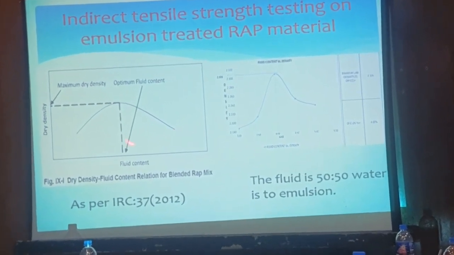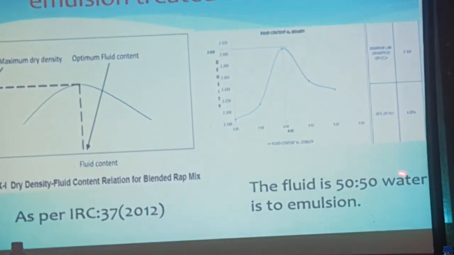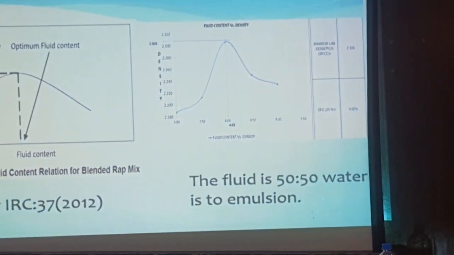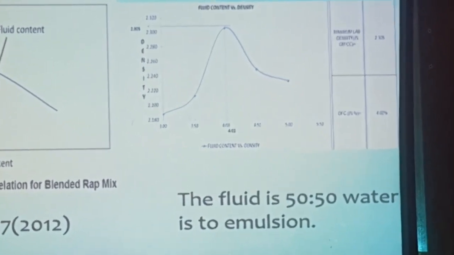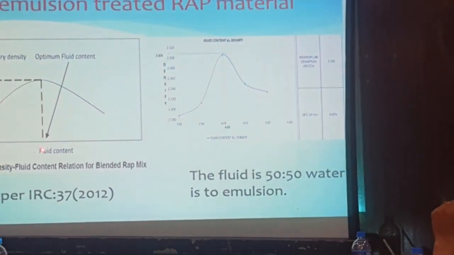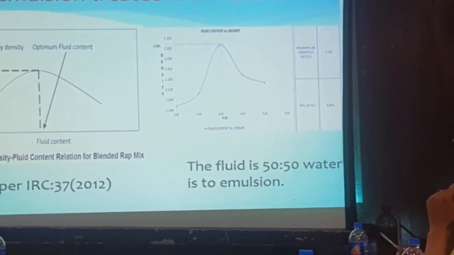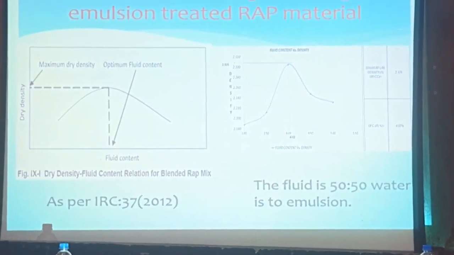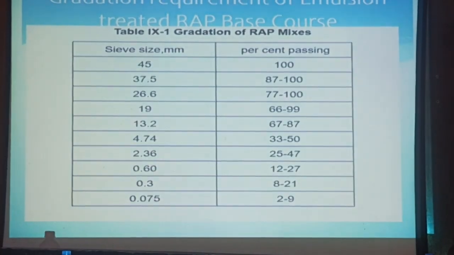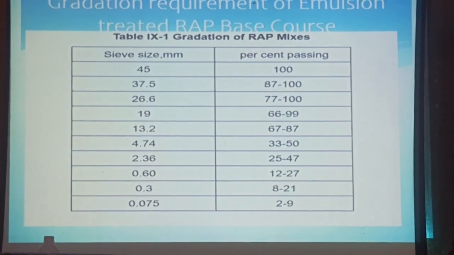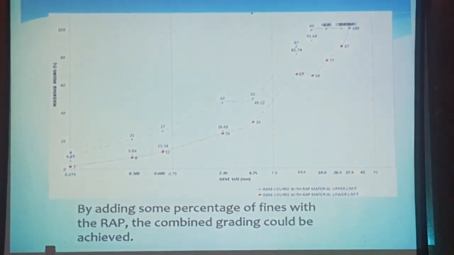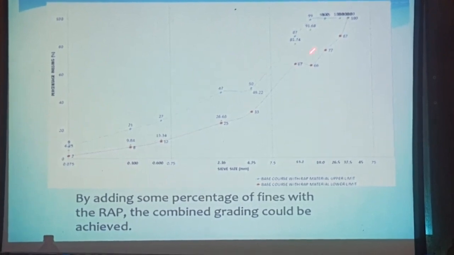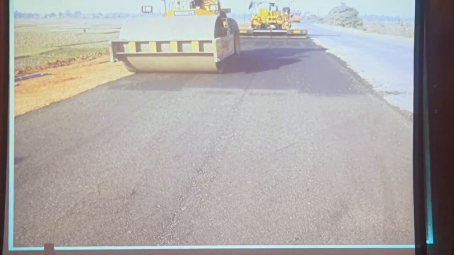This is just OMC, this 50-50 water is mixed with the emulsion, and with that OMC and maximum dry density, and not OMC, FC, fluid content. It is actually also emulsion mixed. So it is not water only, it is fluid, we should call it. And this is the gradation of the RAP. It is not properly seen, but within this are the upper and lower limits. It has come within this range.